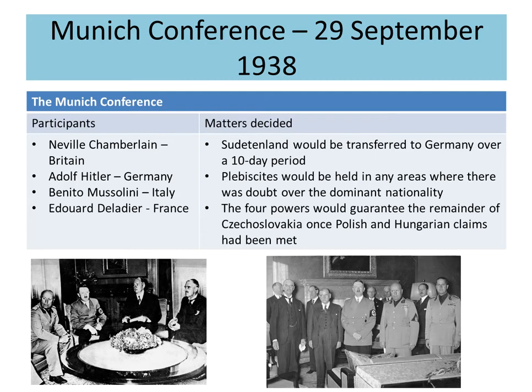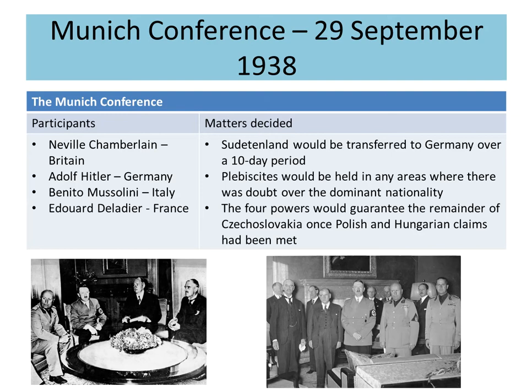Now, the participants in the Munich Conference are fourfold. The first, of course, is Neville Chamberlain, the Prime Minister of Great Britain; Adolf Hitler, the Führer, leader of Germany; Benito Mussolini, the Duce, the leader of Italy; Edouard Daladier, the French president. Now, what did they decide at the Munich Conference?